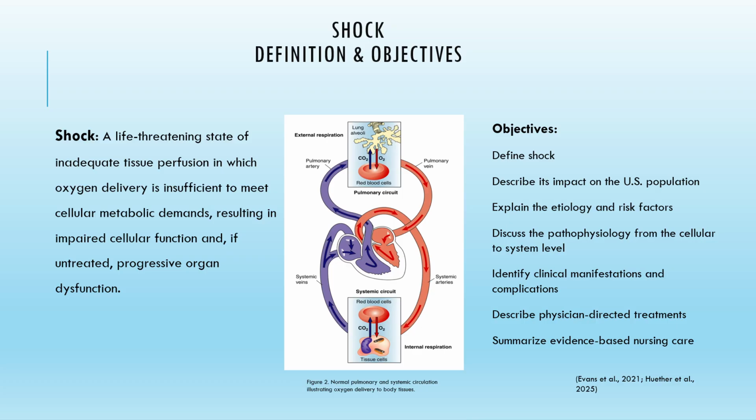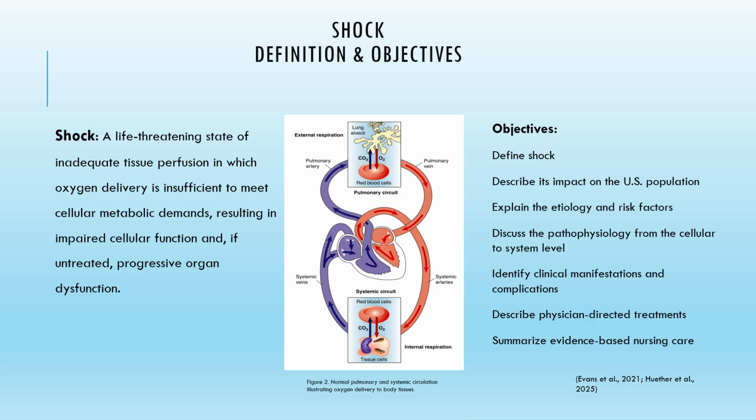Cells utilize oxygen to produce ATP through aerobic metabolism, while generating carbon dioxide as a metabolic waste product. Carbon dioxide is then carried through the venous circulation back to the lungs, where it is exhaled. During shock, this normal process begins to fail because tissues no longer receive enough oxygenated blood to meet their metabolic demands. As oxygen delivery decreases, cells shift from efficient aerobic metabolism to anaerobic metabolism in an attempt to continue producing ATP.